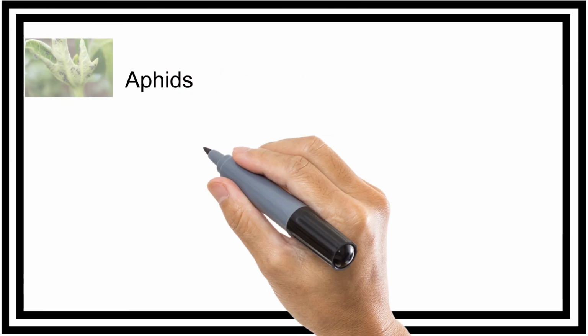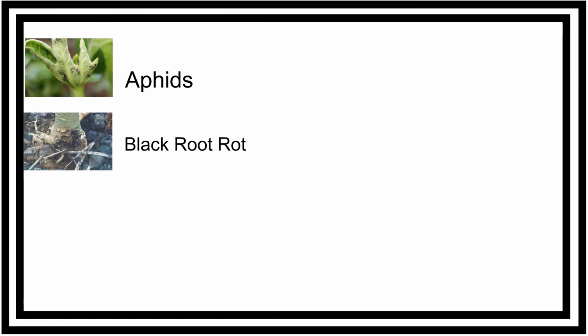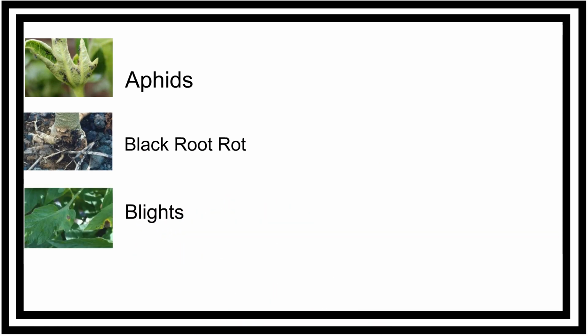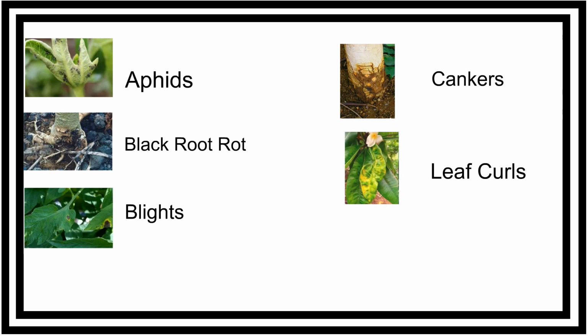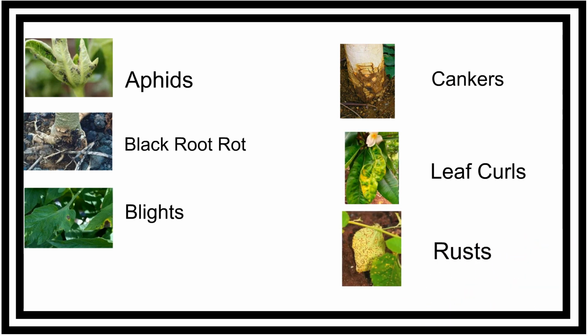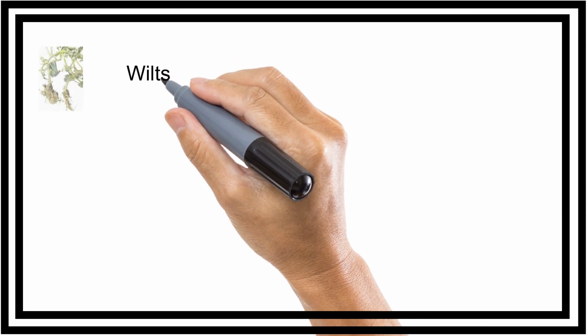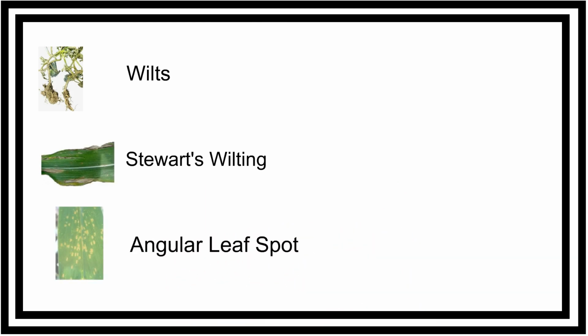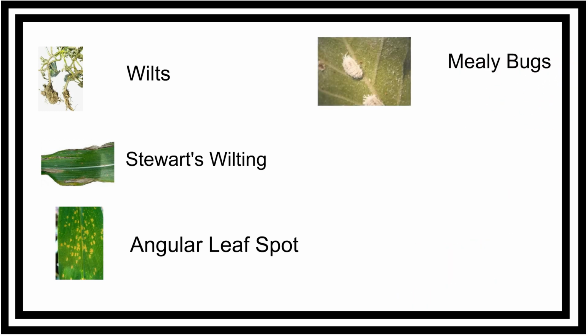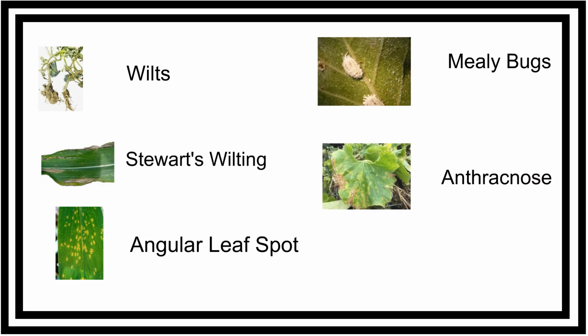Common plant diseases are caused by several factors and occur in various forms such as aphids, blackroot rot, blights, cankers, leaf curls, rusts, wilts, Stewart's wilting, angular leaf spot, mealy bugs, Anthracnose, and aphids.